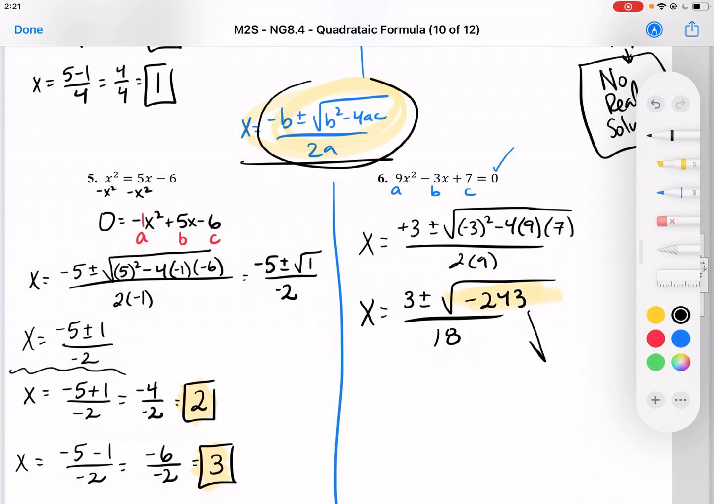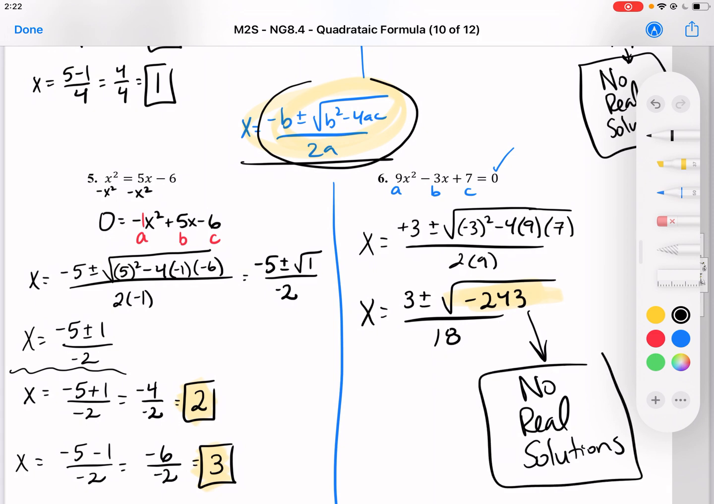Just a reminder that if the number under the square root, we call it the discriminant, is negative, then you say that there are no real solutions. And you don't have to do anything else. This is called an imaginary answer. But for tonight's homework, you don't have to do anything else with it.